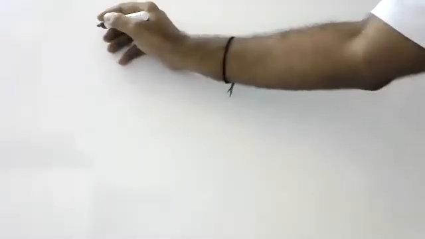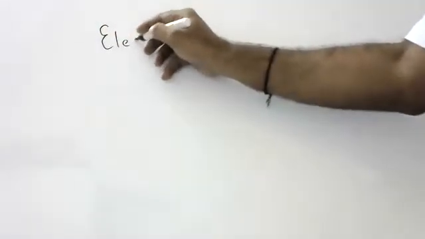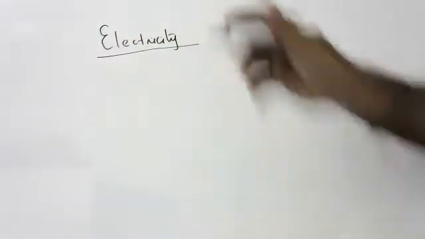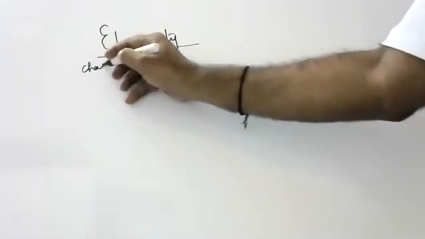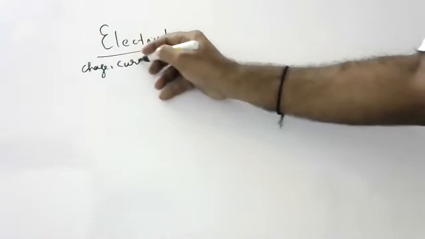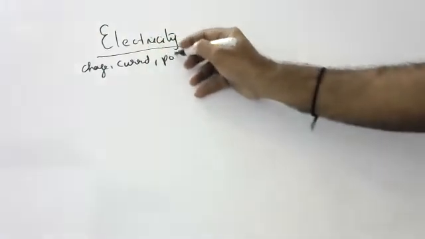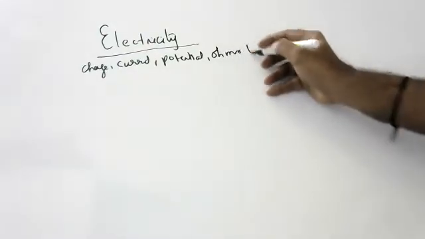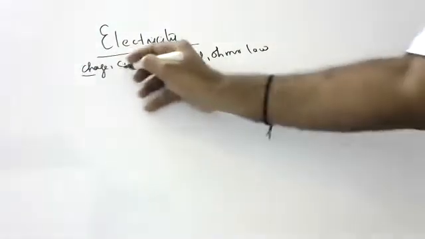Yeah, children. So coming to electricity. In electricity, we have already completed charge, current, potential, and Ohm's law. We have already discussed them in different videos. So, a small revision on all these things.